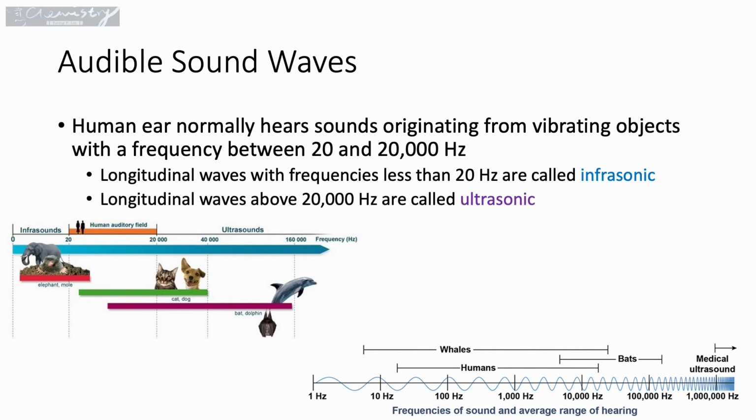Hello everyone, in this video we are going to be looking at sound waves. So first thing, let's look at audible sound waves. Audible sound waves are sound waves that human ears can hear, and normally the human ear can hear sounds originating from a frequency of 20 to 20,000 hertz.